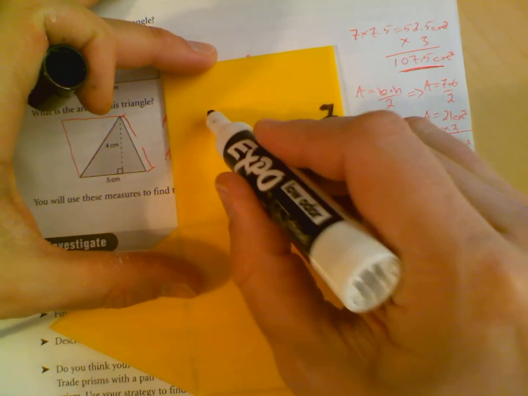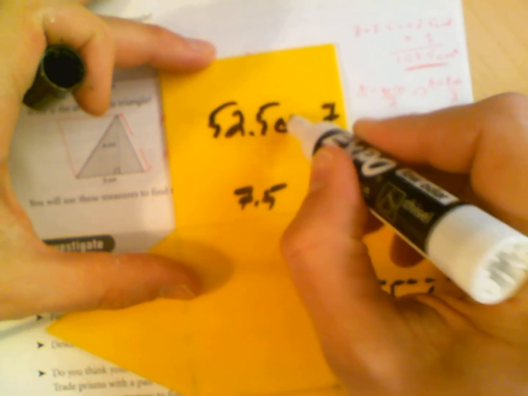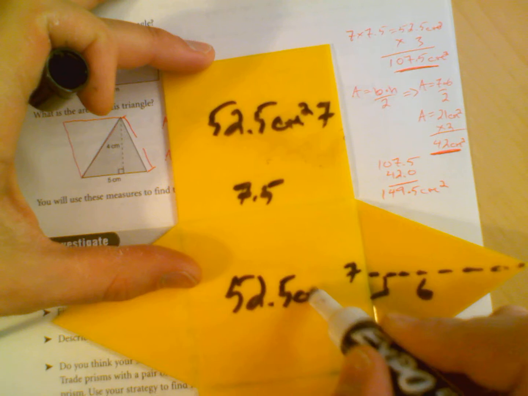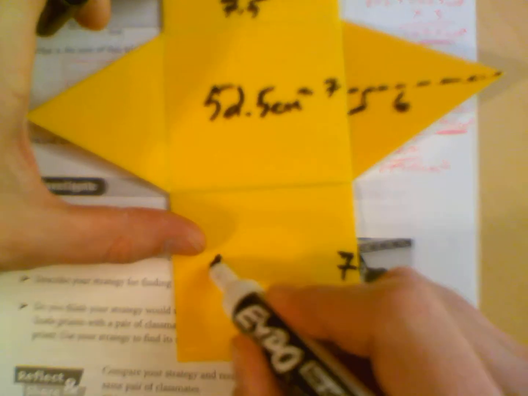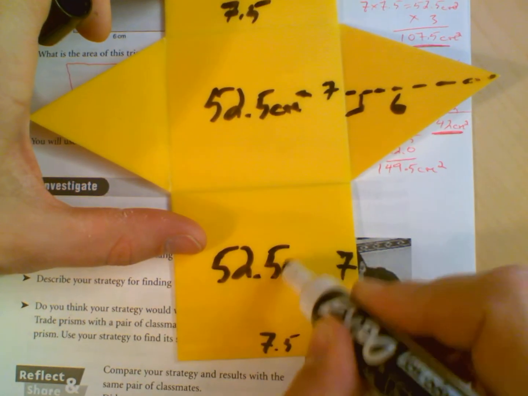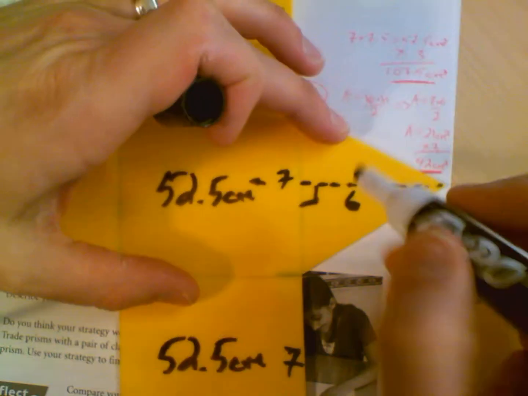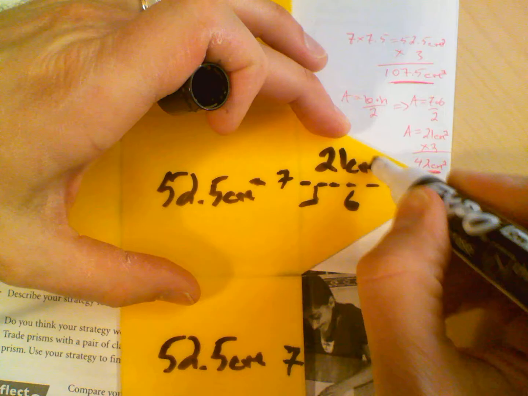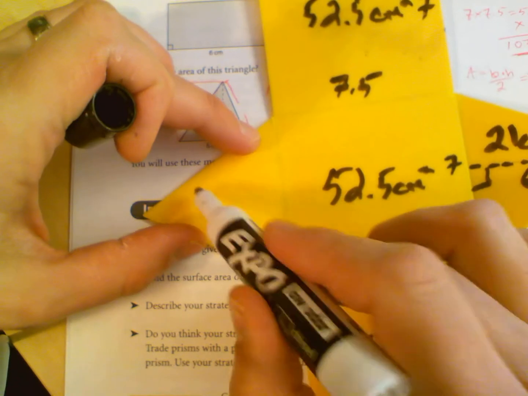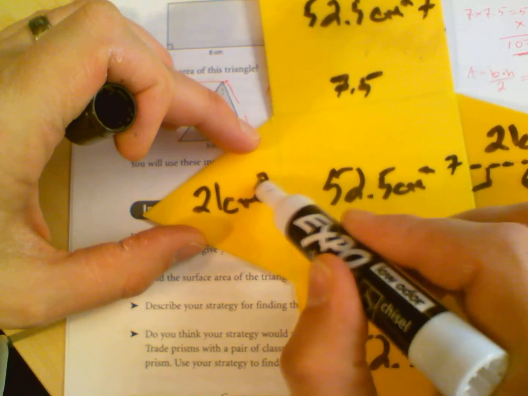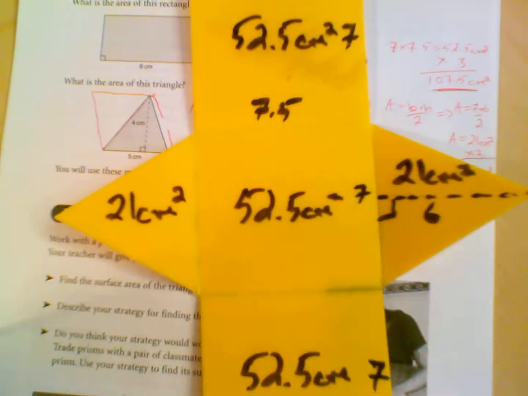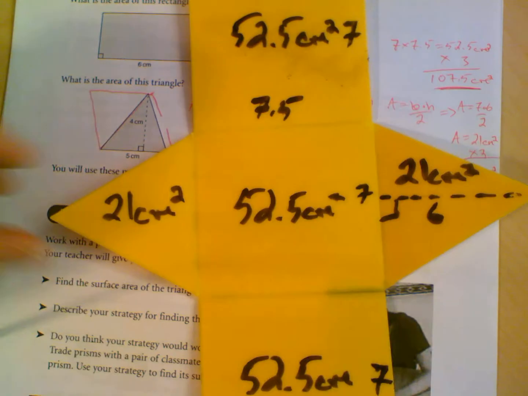Because when I did this, I noticed 7 times 7.5 is 52.5 centimeters squared. This was also the same because the dimensions were the same. This was the same. And then the area of each triangle, add them all up, and I have the surface area of my triangular prism.